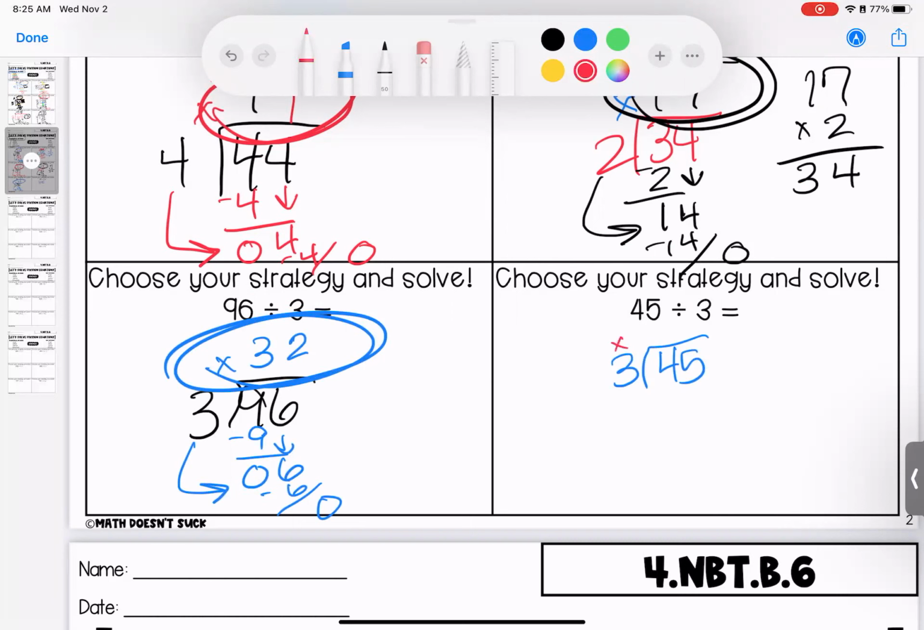45 divided by 3. Starting our steps. Does 3 divide into 4? Absolutely, one time, because 1 times 3 is 3. We subtract. 4 take away 3 is 1. We bring down. Start again. Does 3 divide into 15? Absolutely, 5 times. 5 times 3 is 15. We subtract. 15 take away 15 is 0. The answer for this one is 15.